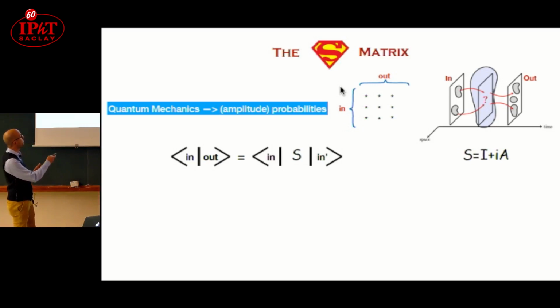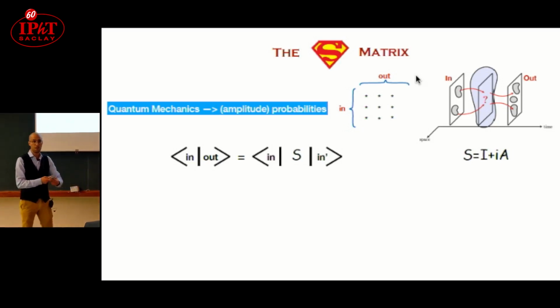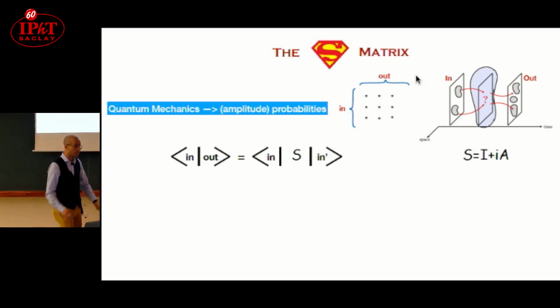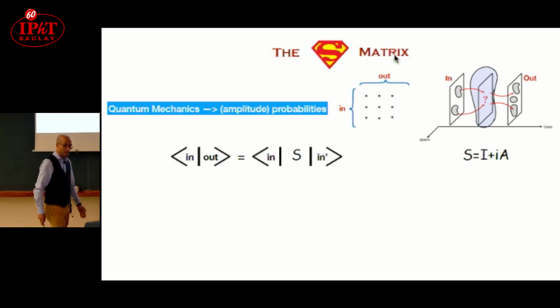What you can predict are probabilities for things to happen, and you can form tables of the sort where you list on the rows your possible initial states, and on the columns the possible outcomes that you can get, and you fill this matrix with probabilities. Either you measure them by doing experiments, or you have a theory that predicts those quantities, and then compare against data. You see, it's a sort of table, a sort of matrix, which justifies the name matrix. And the S comes because we're talking about scattering.